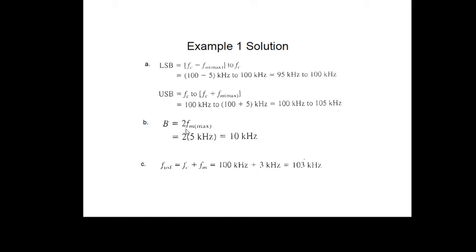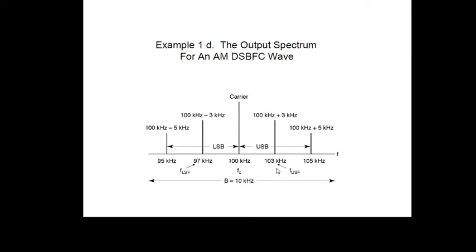The bandwidth is twice F m maximum. The maximum frequency we consider here is 5, so the bandwidth of the double sideband is 2 into 5, which is 10 kilohertz. The upper sideband frequency for a 3 kHz modulating signal is 100 plus 3, that is 103 kilohertz. Now if we draw the output spectrum for the double sideband, we can see it like this.